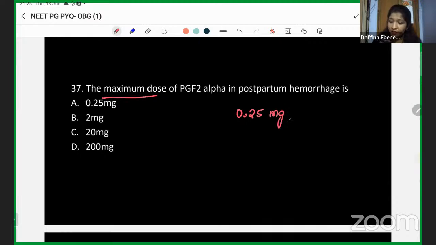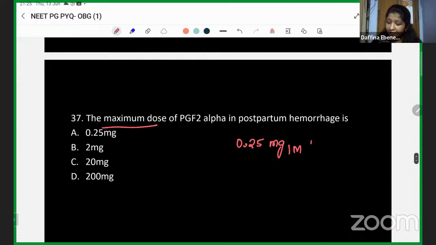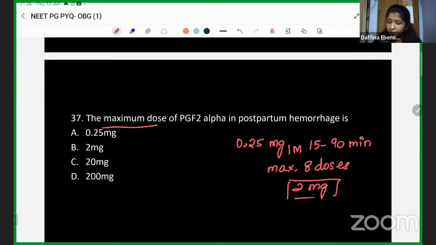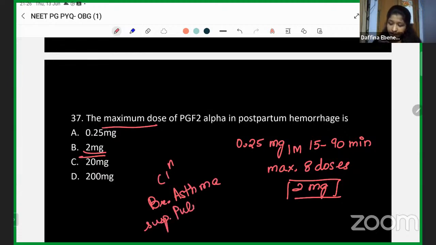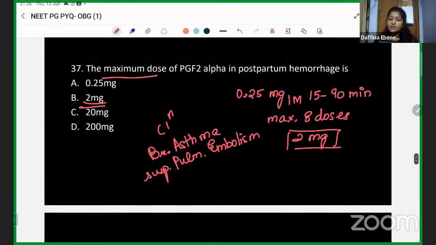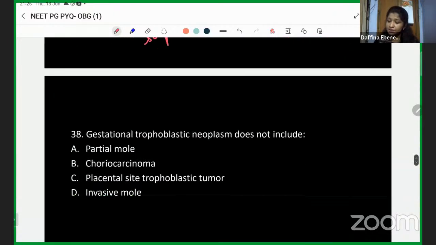You're going to give 0.25 mg intramuscularly every 15 to 90 minutes. Maximum you can repeat is 8 doses, which is nothing but 2 mg. Maximum number of doses that can be given is 8 doses, which is 2 mg. What are the contraindications where you are not supposed to give carboprost? Carboprost should not be given in bronchial asthma, and when there is suspected pulmonary embolism. Bronchial asthma and suspected pulmonary embolism are the contraindications.